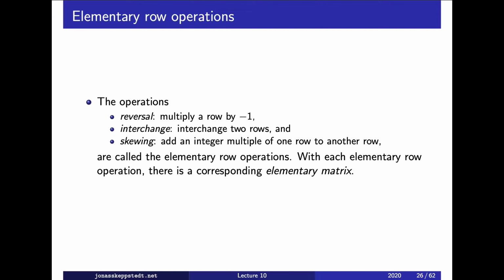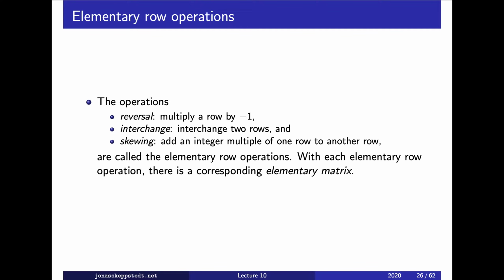When we create a unimodular matrix, we use three elementary row operations, and that is reversal, interchange, and skewing. Reversal, simply multiply a row by -1. Interchange, interchange two rows of a matrix. And skewing, add an integer multiple of one row to another row.